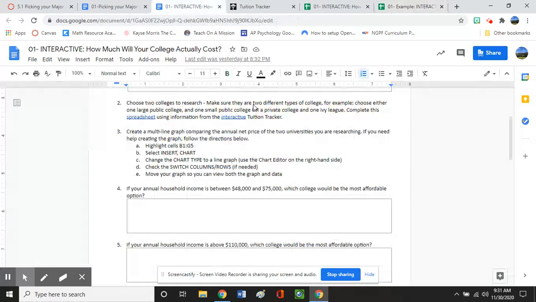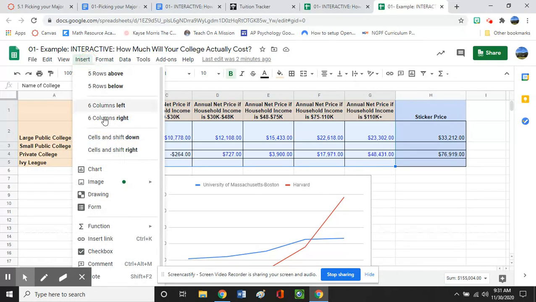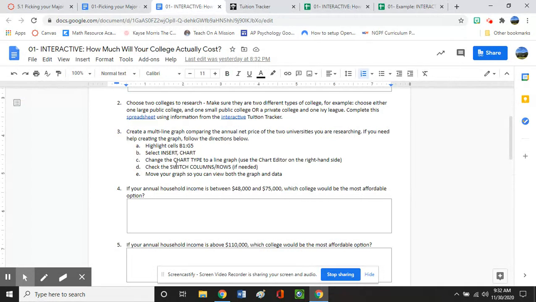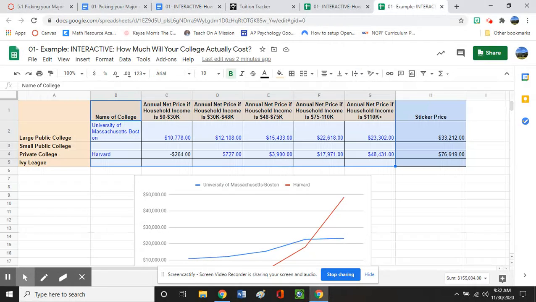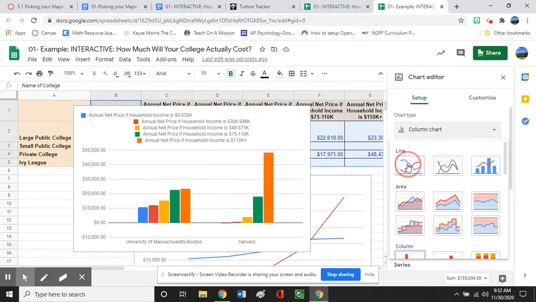Okay, so now that's me highlighting. Select Insert Chart. So we're going to go up to, make sure all those are highlighted, the B1 all the way to G5. And we're going to Insert Chart. Okay. So then now, once we insert our chart, you are going to make sure that it is a linear, let me show you. So now we're going to change the chart type to a line graph, and we're going to use the chart editor on the right side to do that. So right here, we don't want bar graphs. We want to change our chart type to a line graph.